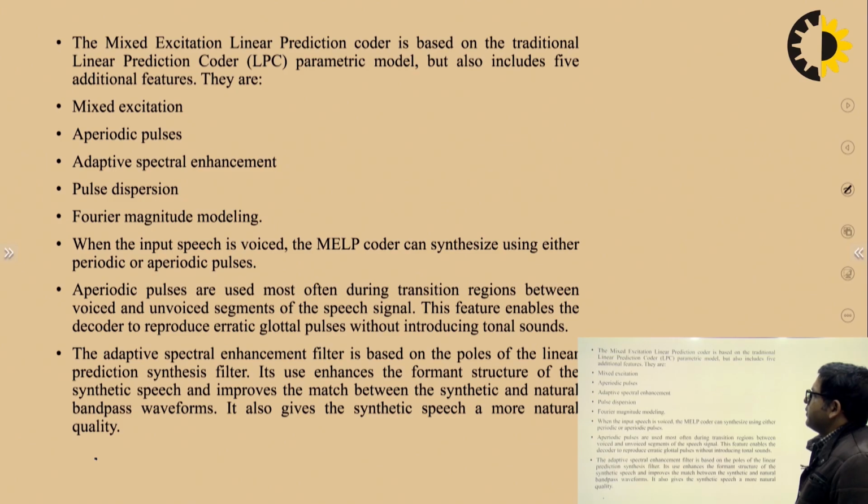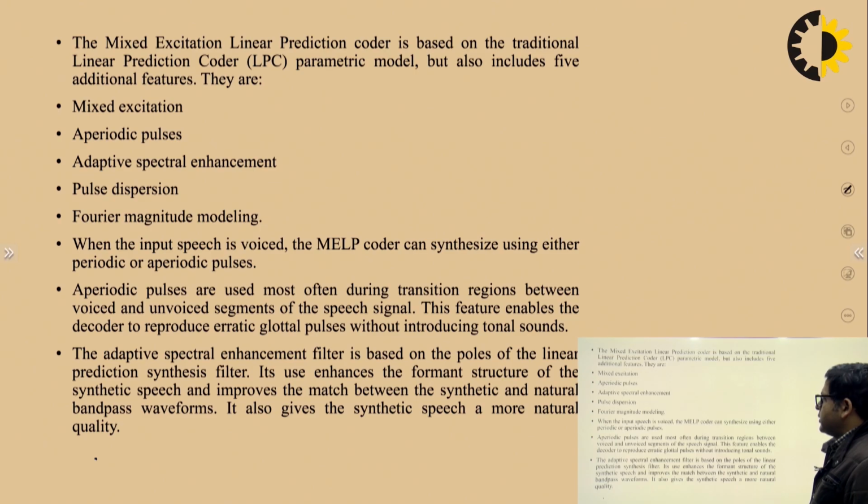These are a few of the models used in the mixed excitation linear prediction coder: mixed excitation, aperiodic pulses, adaptive spectral enhancement, pulse dispersion, and Fourier magnitude modeling. When the input speech is voiced, the mixed excitation linear predictive coder can synthesize using either periodic or aperiodic pulses. Aperiodic pulses are used most often during transition regions between voiced and unvoiced segments of the speech signal. This feature enables the decoder to reproduce erratic glottal pulses without introducing tonal sound.